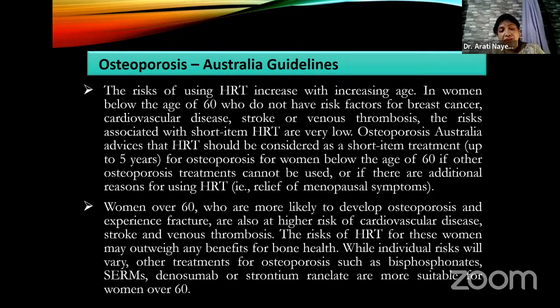Women over 60 years who are more likely to develop osteoporosis and experience fracture are also at high risk of cardiovascular disease, stroke, and venous thrombosis. The risk of HRT for these women may outweigh any benefits for bone health. While individual risk will vary, for other treatment for osteoporosis such as bisphosphonates or SERMs we can give to the patients. So in women over 60 years, even if there are high risk factors for fracture, we cannot use HRT for treatment of osteoporosis. In that situation, we have to give bisphosphonates or SERMs.